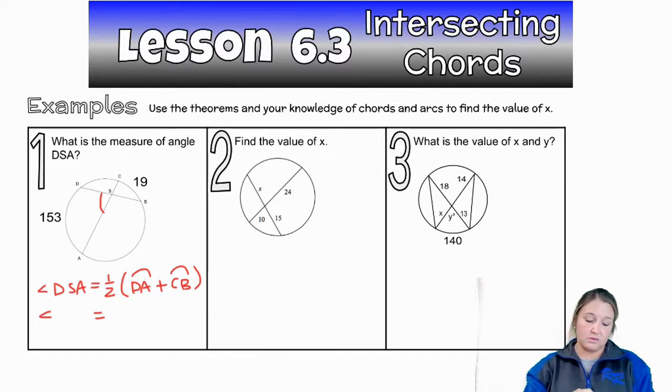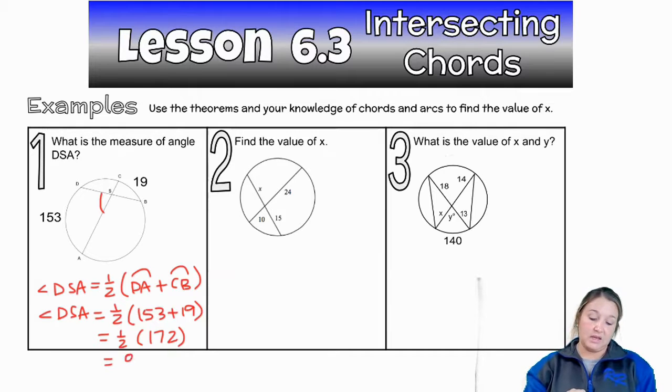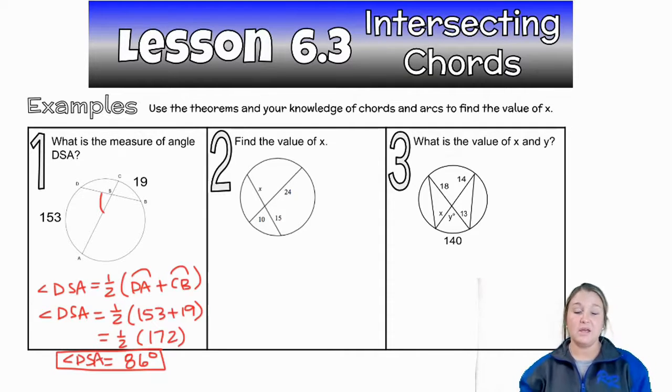So the angle DSA is going to be equal to 1/2 times 153 plus 19. So that's going to be equal to 1/2 times 172, which is going to be, let's see, 86 degrees. That's the angle DSA. Here we just used that last theorem. So it's half. Inscribed angles are half. The only thing that's equal so far that we have is going to be the central angle.